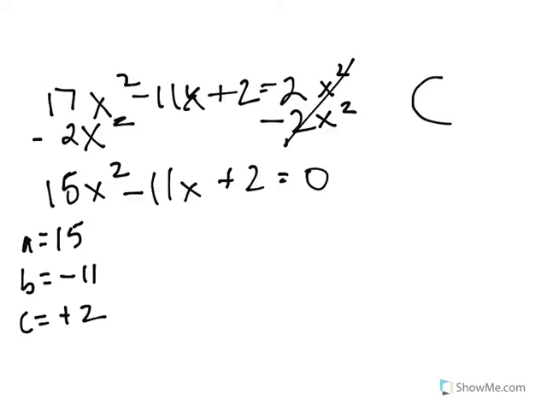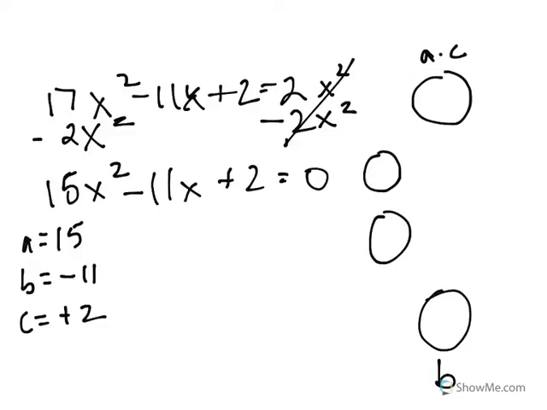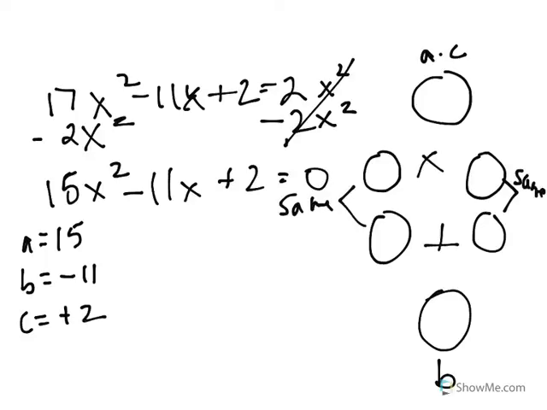We're going to make our factor map. I'm going to put it over here because I ran out of room. A times C on the top, B on the bottom. Two numbers right here. These are going to be the same. Okay, great. So we are going to need to find A times C. So we have 15 times 2, which is positive 30. And then we are going to put B down here, which is negative 11.